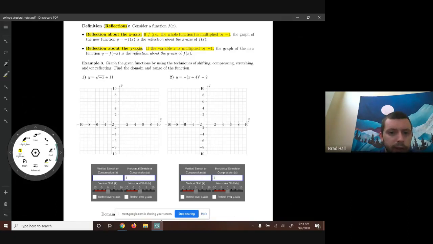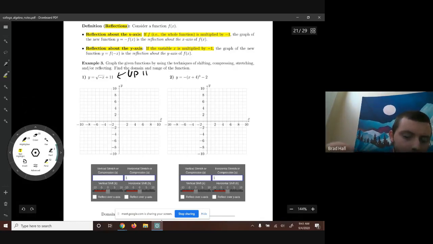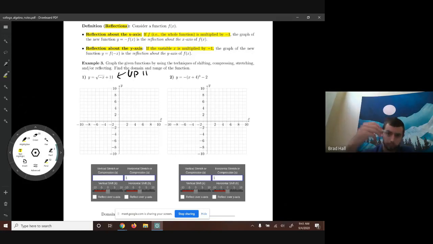Now, if anything, I see +11, which instantly makes me think if you're adding a number or subtracting a number, this is going to be a shift up, down, left, or right, depending on where it's at. Since the +11 is happening outside of the function, then we know that we are shifting either up or down. And since this is up or down, then that tells us that we will go up 11. So we're going up 11. And additionally, so that would be the vertical shift.